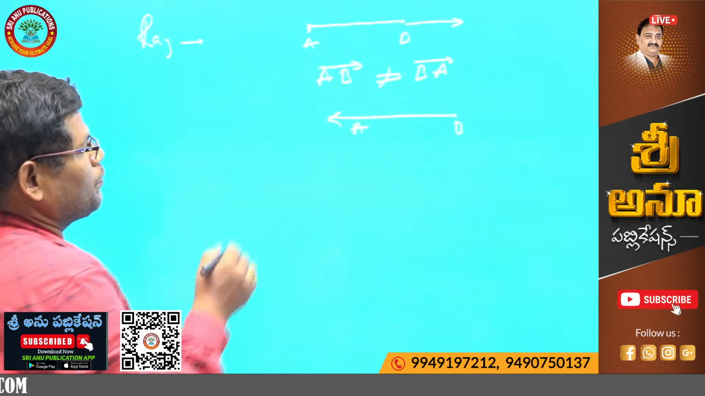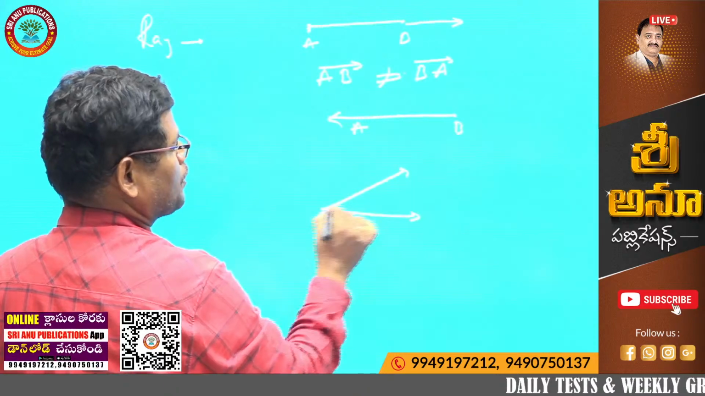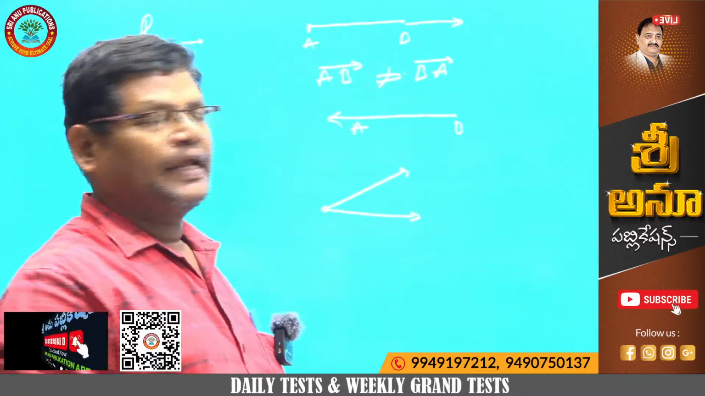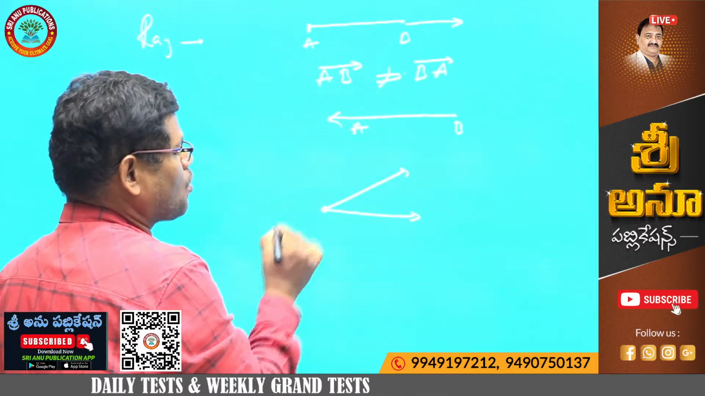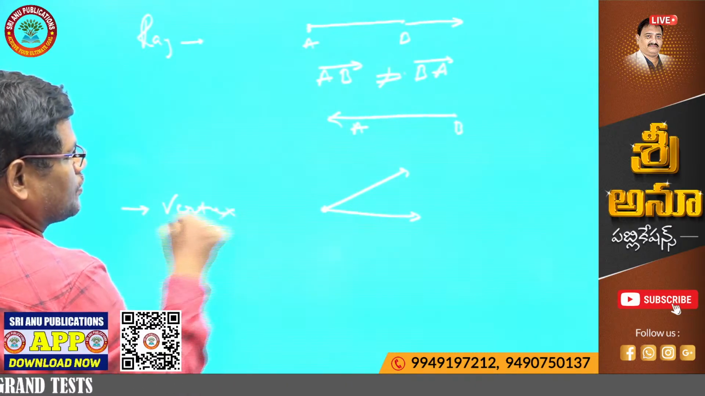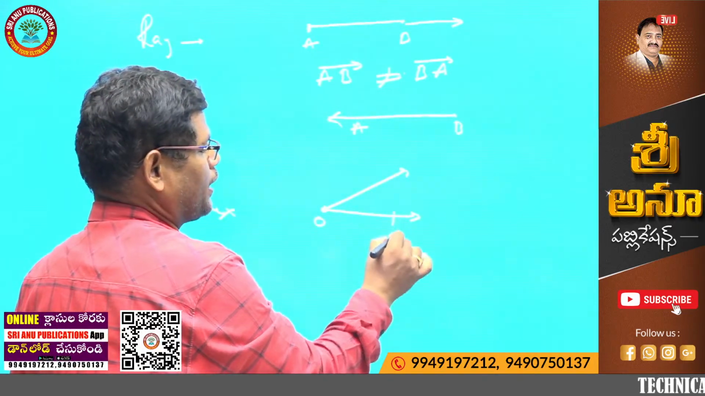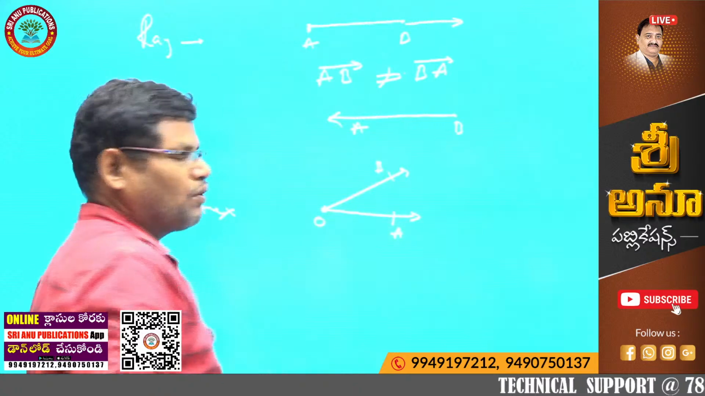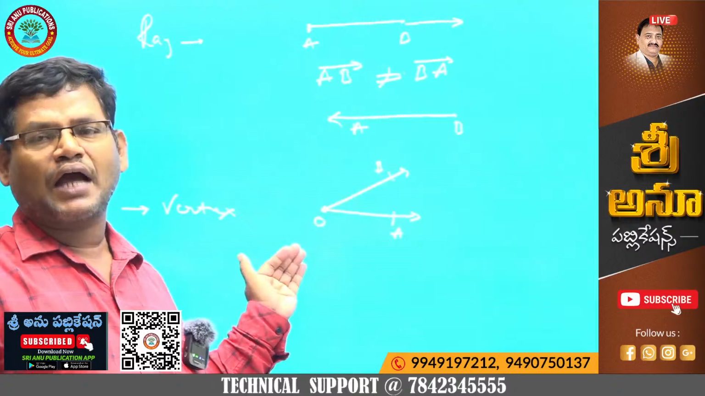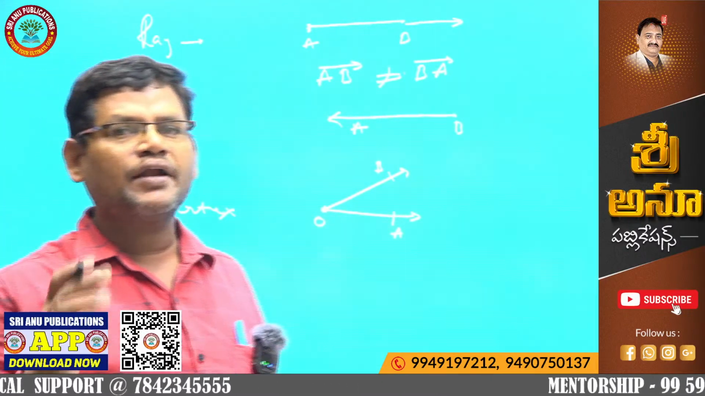Okay. Now, if two rays have one common point, then that common point is called the vertex. Suppose I am taking OA ray and OB ray. Both have a common point, and that point is called the vertex.